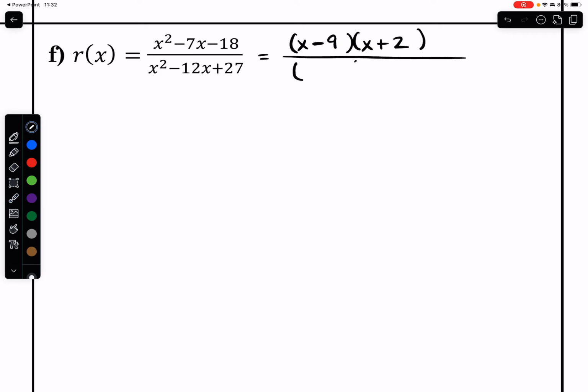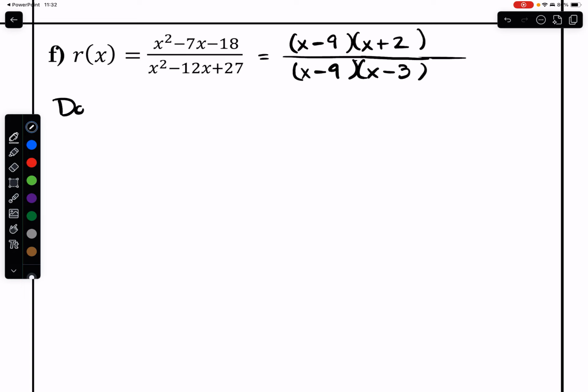Now for the factors of the denominator, the signs would be the same, and the factors of 27 to give me 12. Oh no, they would have to be different. They would have to be the same. Since a negative times a negative is positive, and the middle term is negative, both are negative. And remember, this sign matches up with that one. So now the factors of 27 that give me 12, well, that would be 9 and 3. And negative 9 plus a negative 3 equals negative 12.